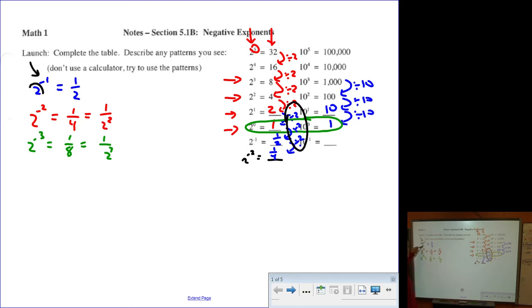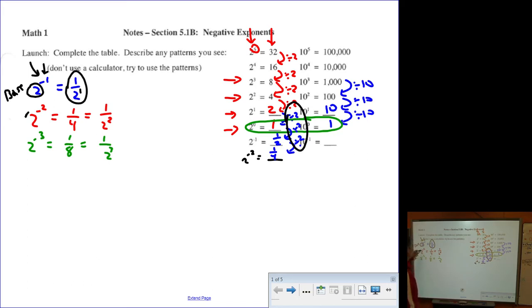Remember that this number here that's under the exponent is called the base. And when you have a negative exponent, what you actually do is take the reciprocal of the base. The reciprocal of 2 is 1/2. And when you take the reciprocal of the base, that turns the exponent positive. So this -1 here turns into a +1, and I get 1/2 to the positive first.